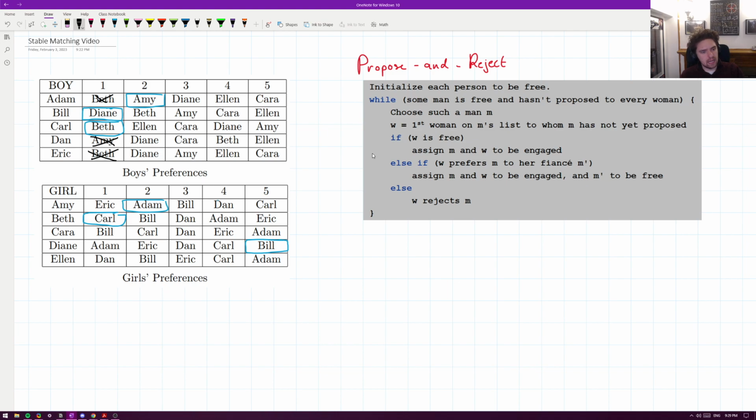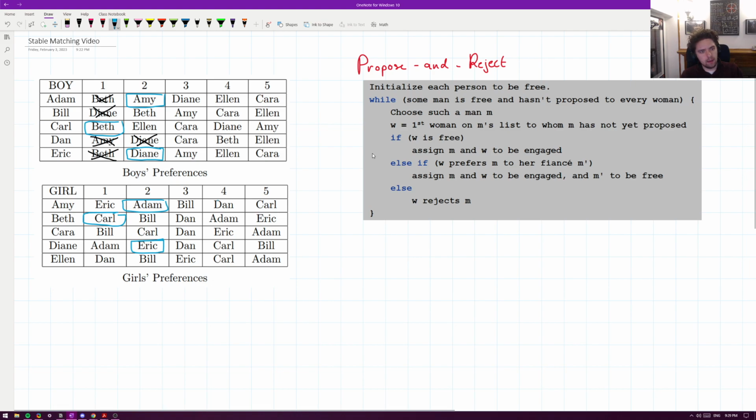Again, we just keep going through the list. Now Dan is going to propose to Diane. Diane is totally fine with that because Diane currently has her least favorite choice. So I'm going to make that switch, and then Bill and Diane are going to break up, and Bill can no longer propose to Diane. Eric is also going to propose to Diane, and that's also fine because Diane prefers Eric. So these two are going to break, and Dan can no longer propose to Diane.